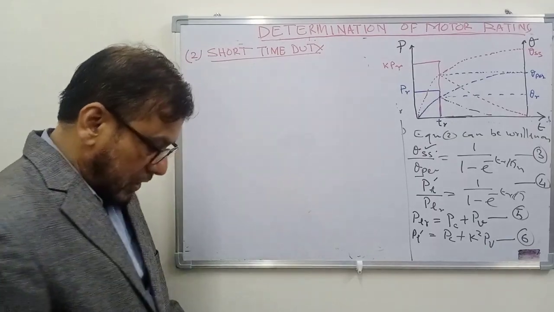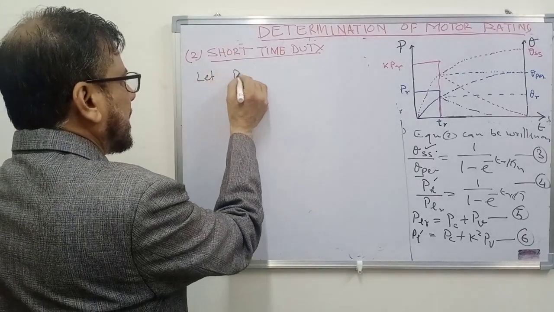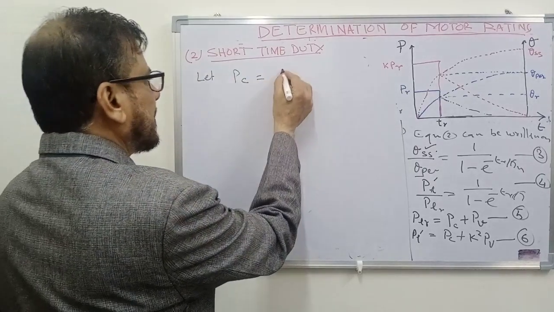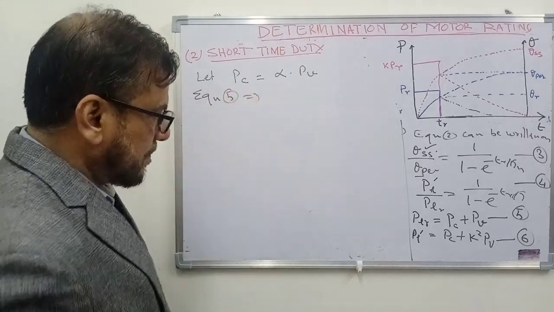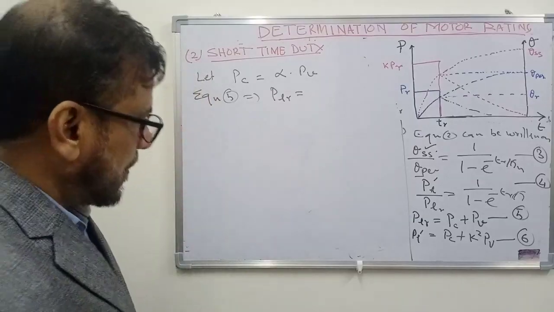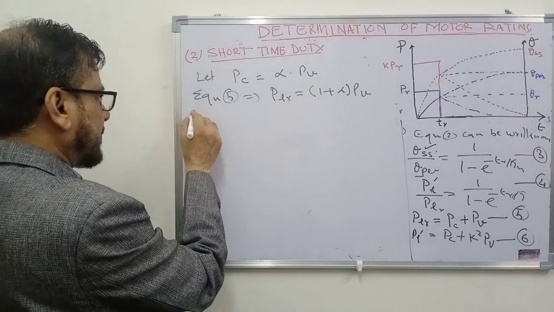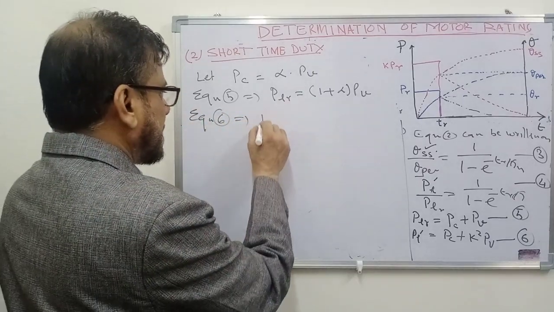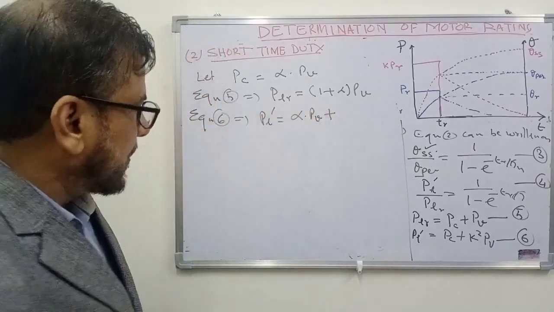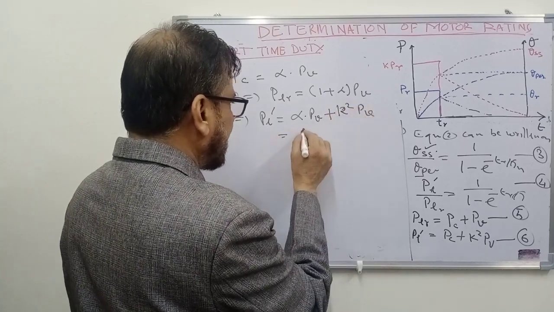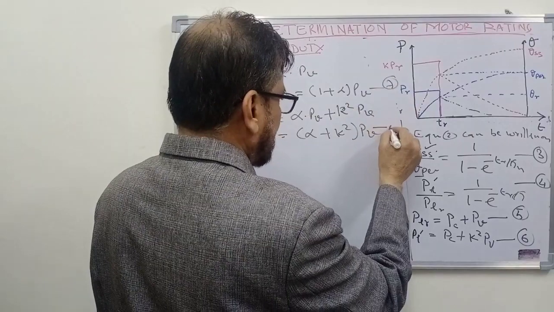Now let us assume that the constant loss is some fixed percentage of variable loss. So let us assume that the constant loss is alpha times the variable loss. So in that case, equation 5 will become PLR is equal to alpha PV plus PV, that is 1 plus alpha times PV. And equation 6 will become PL dash is equal to PC, we are taking as alpha times rated variable loss, plus K square PV. So you can write it as alpha plus K square PV. So let me call this equation as equation number 7 and this equation is equation number 8.